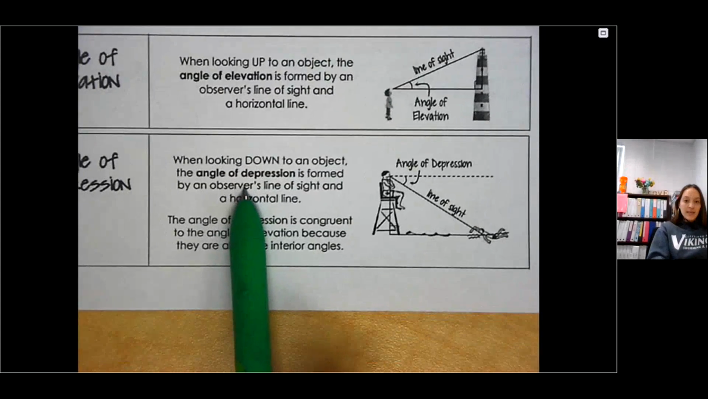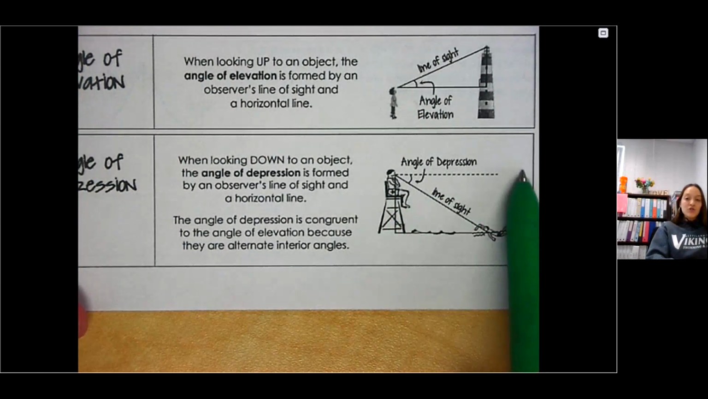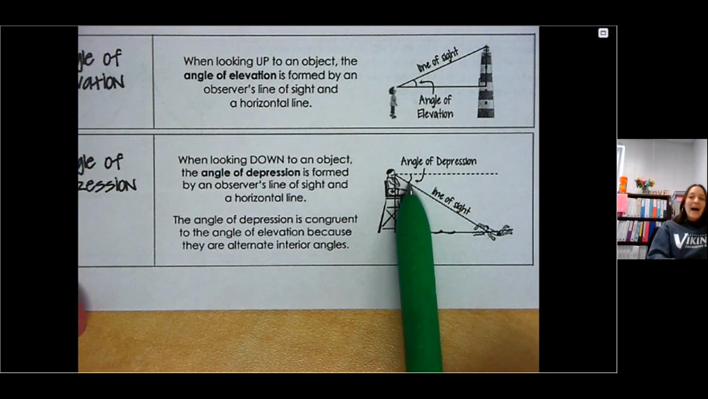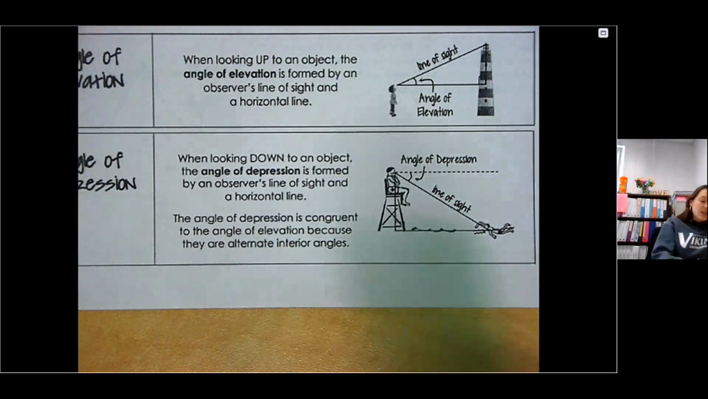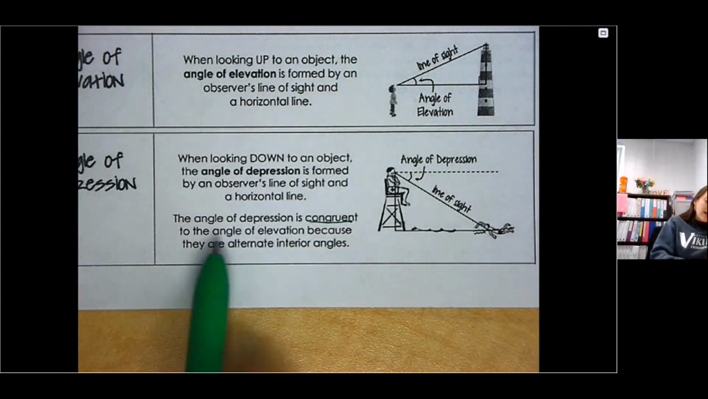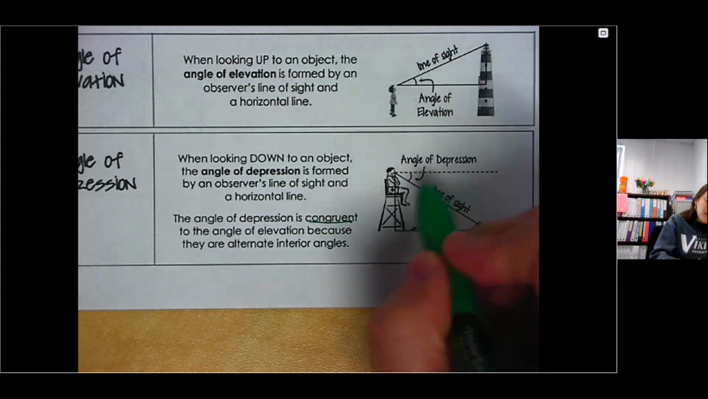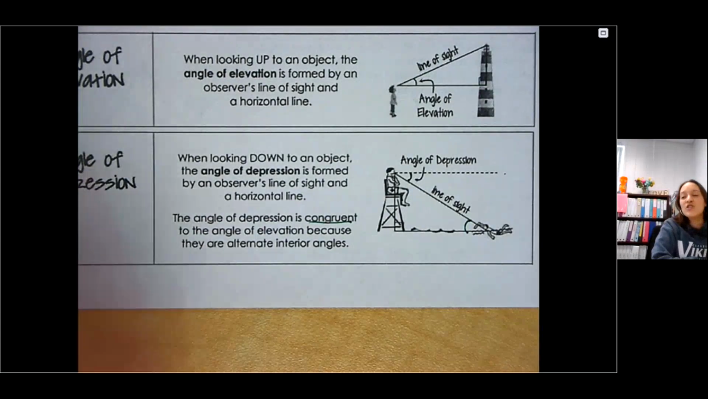Angle of depression is just the opposite. When looking down on an object, the angle of depression is formed by an observer's line of sight and the horizontal line. So again, if you look straight out, that's just neutral. But if you tilt your head down, that means it's an angle of depression. You're looking down. That angle is on the outside of a triangle. However, the angle of depression is congruent to your angle of elevation because these are alternate interior angles, right? So here are your parallel lines. These are alternate interior angles. And this should kind of make sense.